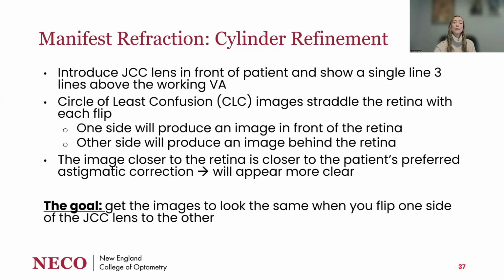This creates a circle of least confusion that causes images to straddle the retina with each flip of the dial. One side will produce an image in front of the retina, while the other produces an image behind the retina. The closer that the image gets to the retina is the patient's preferred astigmatic correction. It will appear more clear to the patient as it gets closer and closer to their retina. The goal here is to get the images to look the same as you flip through both of the JCC lenses.